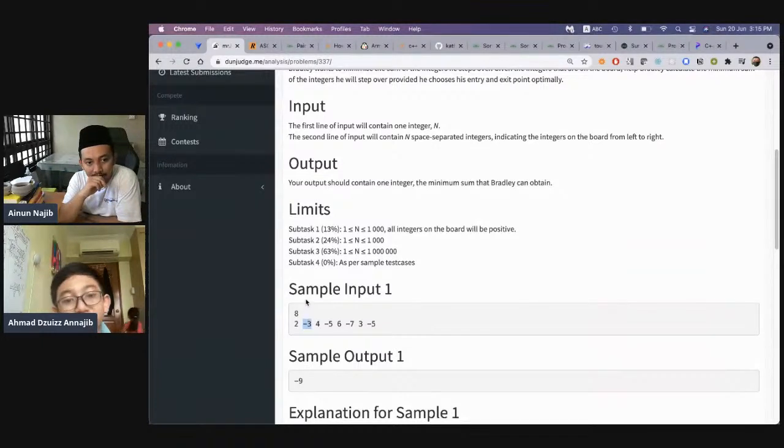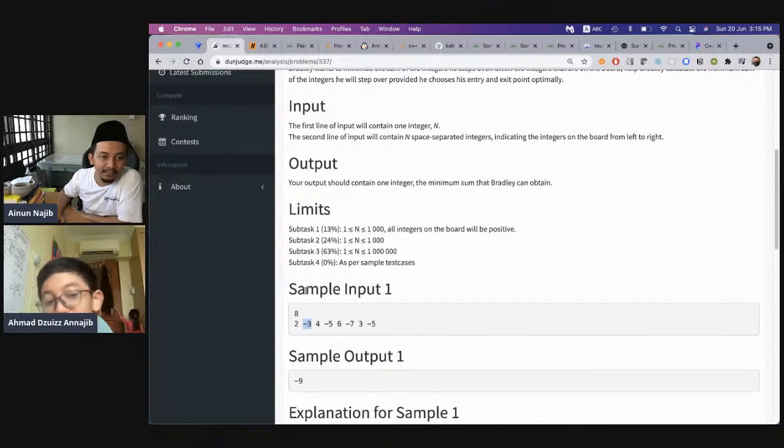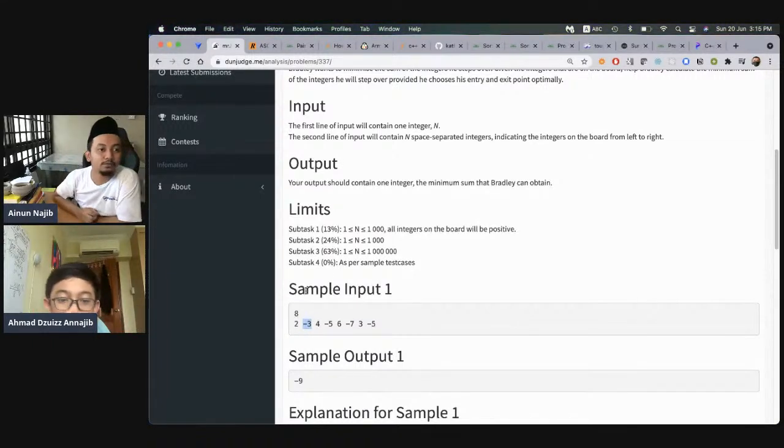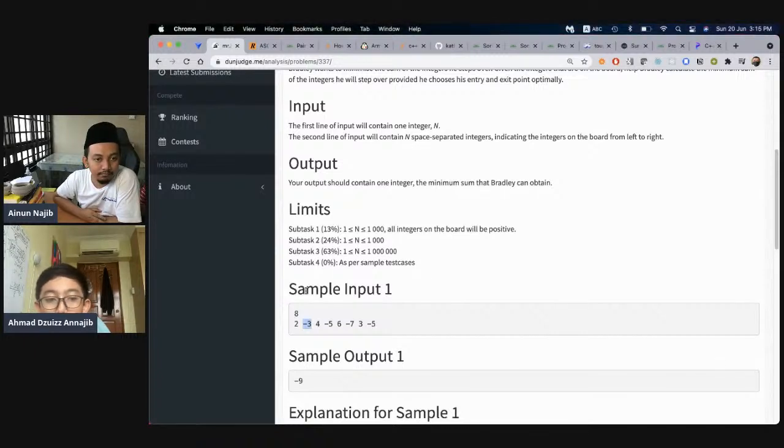Yeah. So let's say up until the first one, up until number 2. If you exit from number 2, what is the best number you can get? 2, right? Yeah. If you exit from the second one, -3, what is the best number that you can get? -3. Yeah, -3. Yeah, like that.